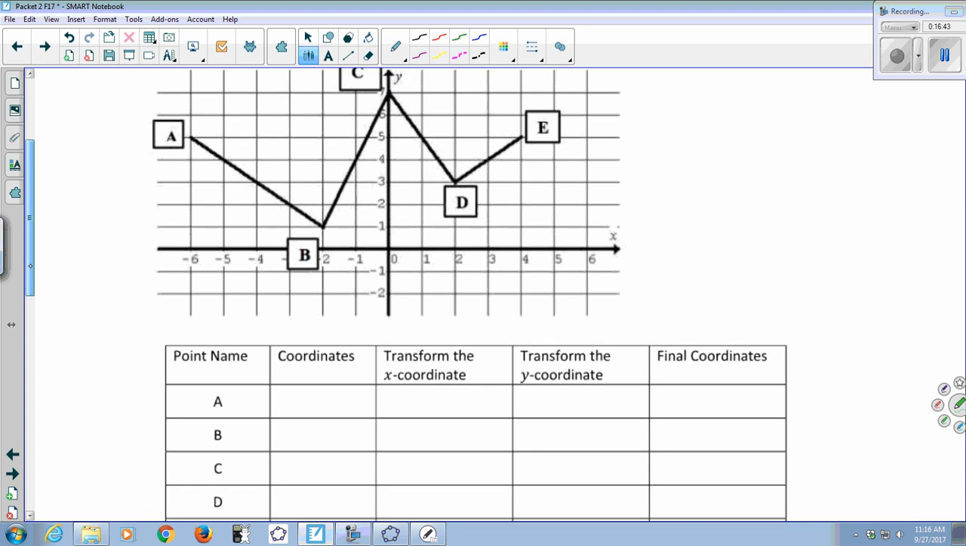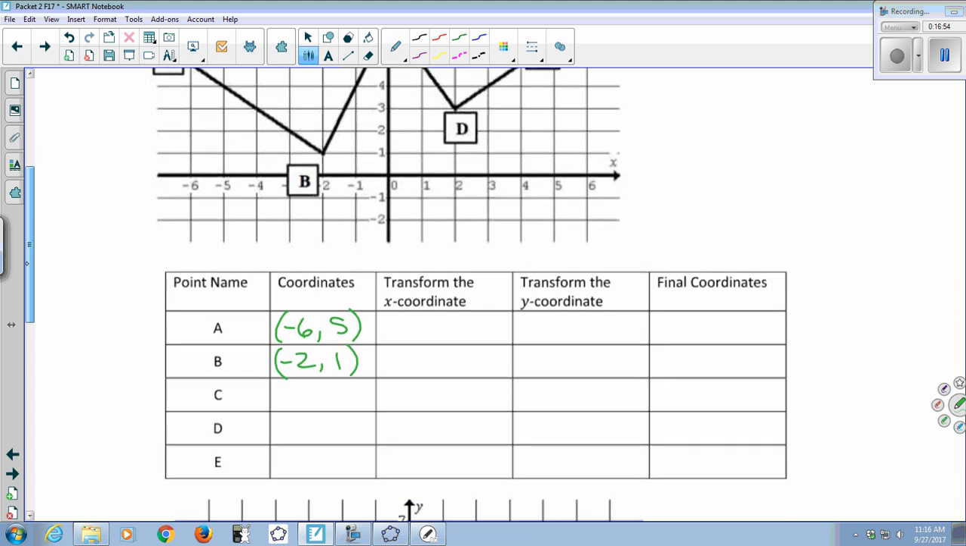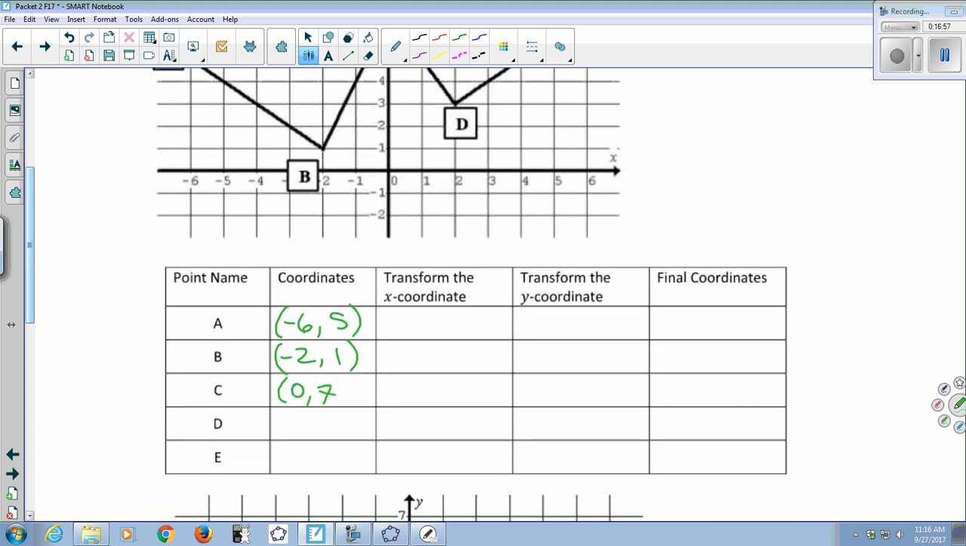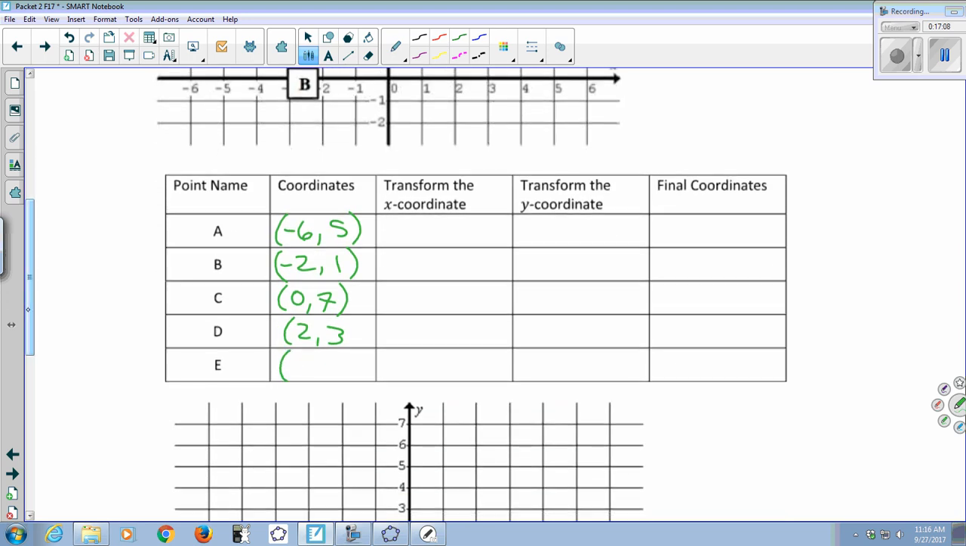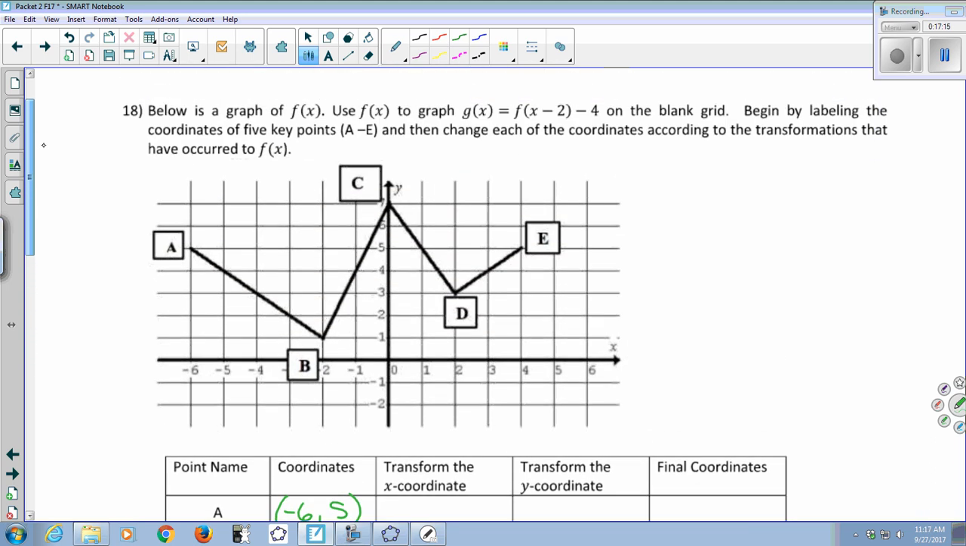So my coordinates of A look like -6, 5, and B, -2, 1, C, 0, 7, D, 2, 3, and E, 4, 5. Okay, so I need to transform the x coordinate, transform the y coordinate, and give final coordinates.